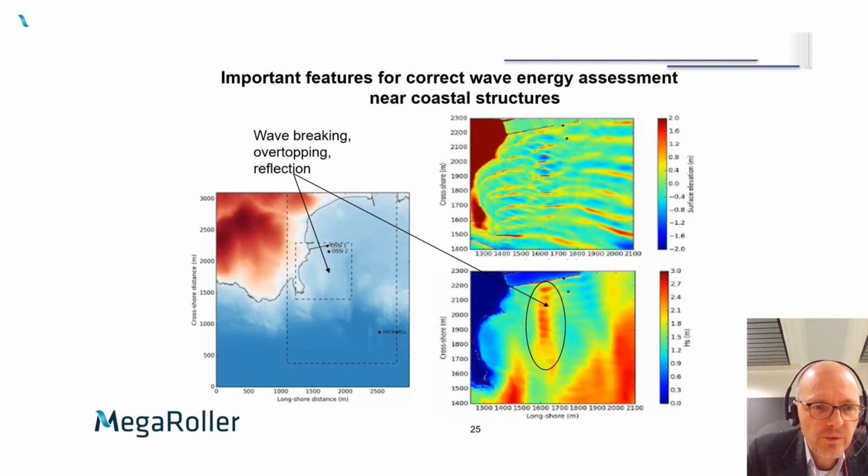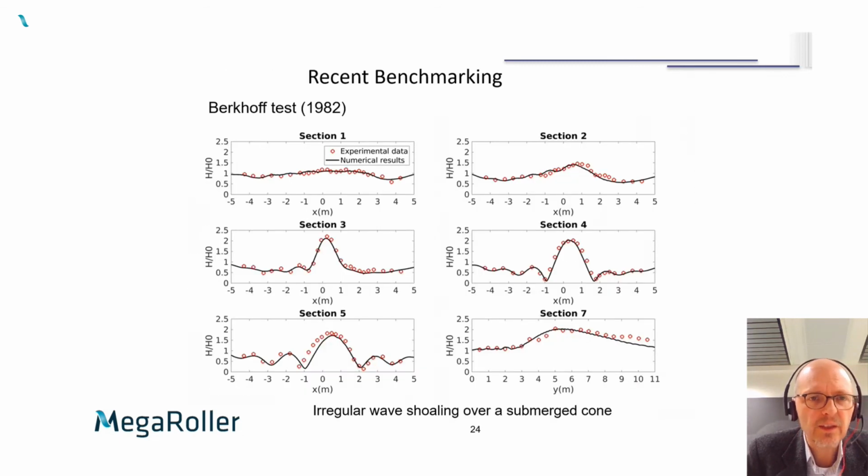Another benchmark is the Boers test. And again, here you see that the experimental data are given by red circles and the numerical results by black curves, and very good agreement is reached here.